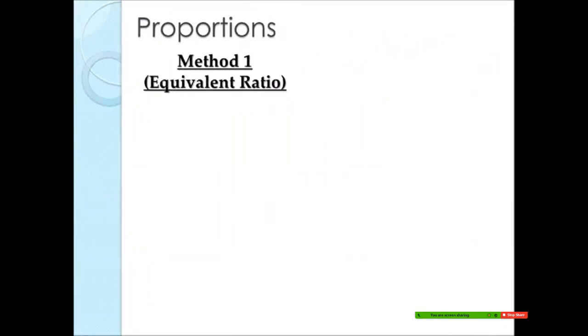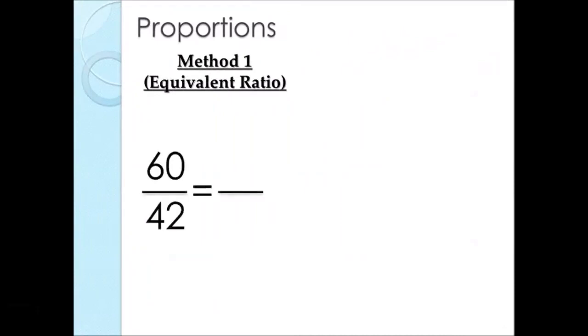There are 2 ways of solving proportions. The first method involves equivalent ratios. So here we have 60 over 42, and we want to find an equivalent ratio to 60 over 42 with the denominator as 7. So we are looking from the 42 to the 7. How did we get from 42 to 7? We know that all we have to do is divide by 6.